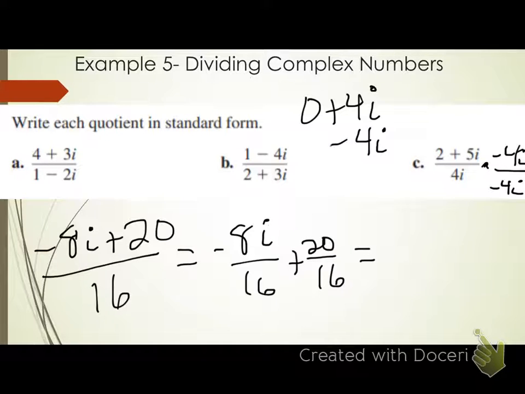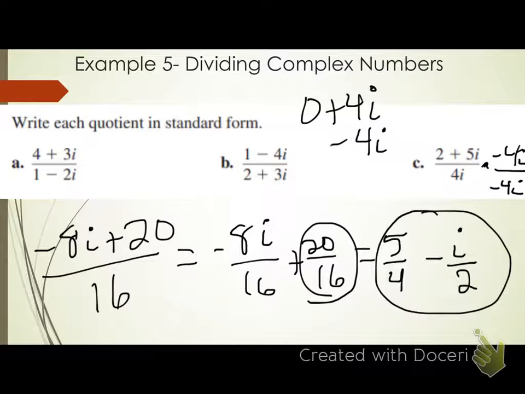Now there's two things wrong here. One, I can simplify both of my fractions. And two, I need to write the real part first and the imaginary part second. So I'm going to combine both my steps. I'm going to go ahead and simplify my real value, and I'm going to put it in its correct place. 20 over 16 would reduce down to 5 over 4. And then negative 8i over 16 would reduce down to negative i over 2. Neither one of my fractions can be simplified any further, and it is now in standard form.